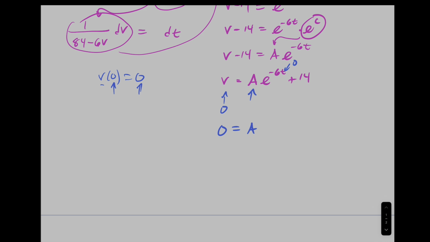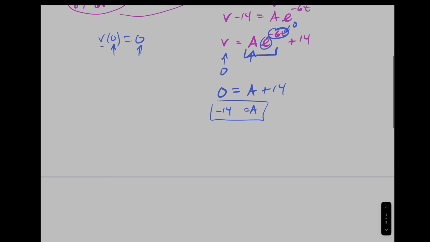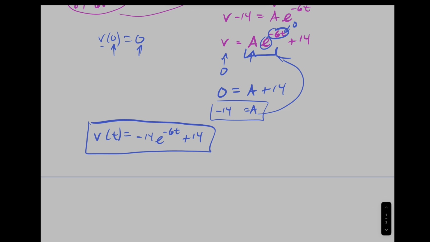Now remember, this is going to be e to the negative 6 times 0, which is just 0, and e to the 0 is 1. So this whole term is just a plus 14. And then I subtract 14 from both sides, and I know that a is equal to negative 14. So now here's what I have. My velocity function, when I put a back in: v of t is equal to negative 14 e to the negative 6t plus 14. That's what I have.